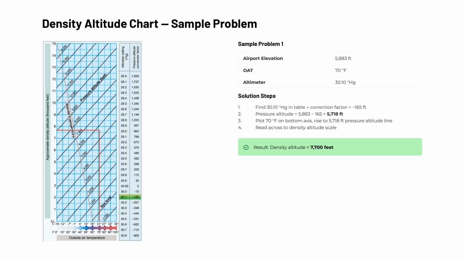Think about what that means. The aircraft is sitting at an airport less than 6,000 feet above sea level, but it will perform as though it were operating at 7,700 feet. That difference of nearly 1,800 feet has real consequences for takeoff distance, climb rate, and engine performance. This is exactly why you must calculate density altitude before every flight, particularly on warm days at elevated airports.